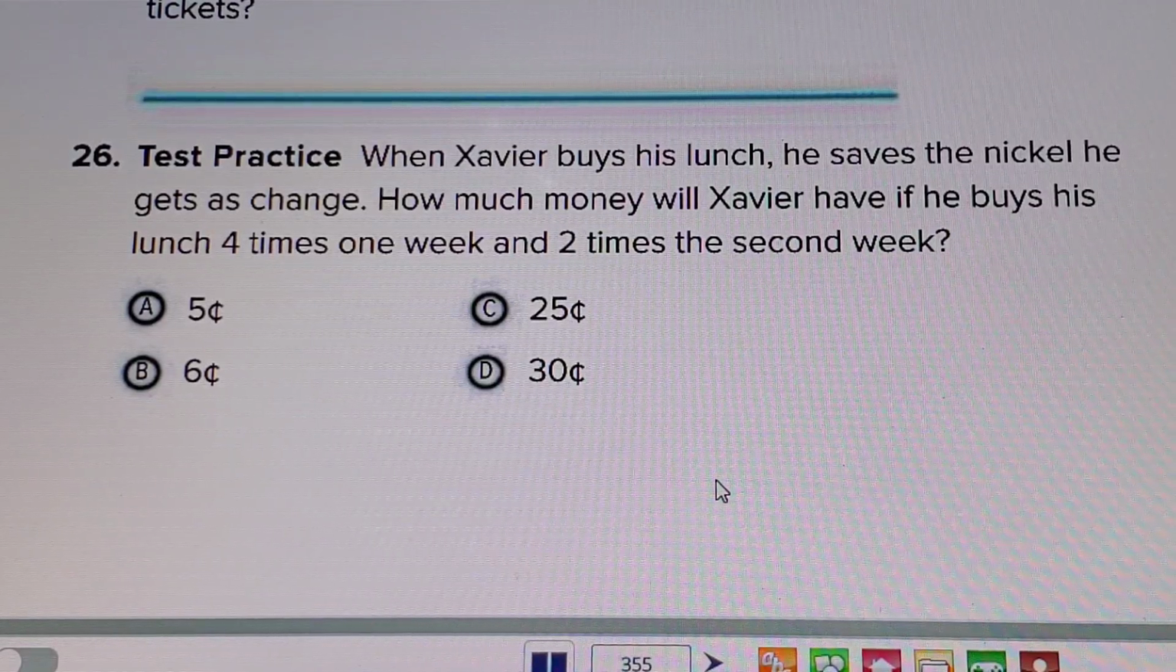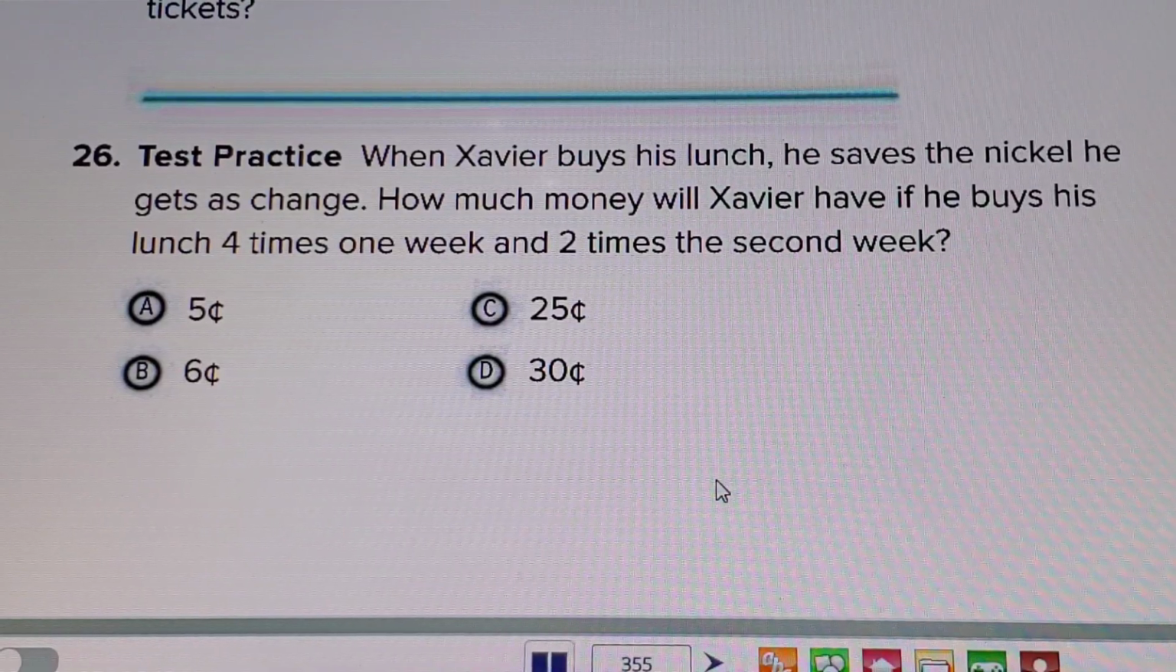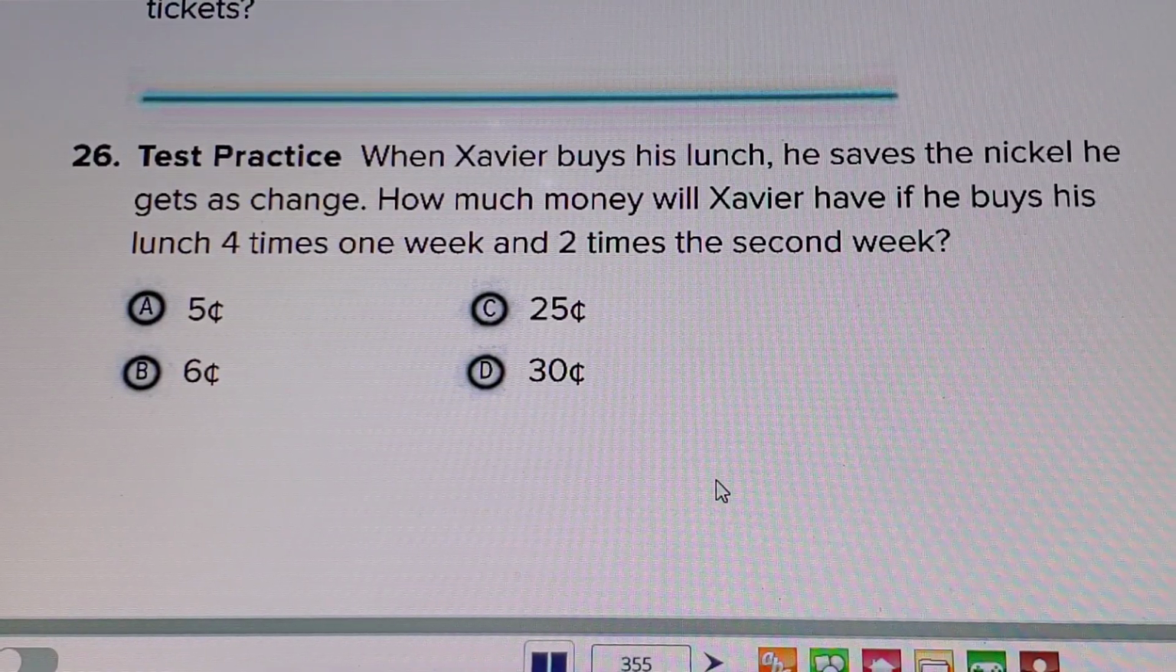the answer. We are not doing the next page, which is reflect. We're going to end here. You will hand this in on one of the turn-in days.